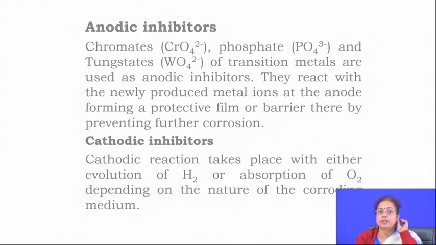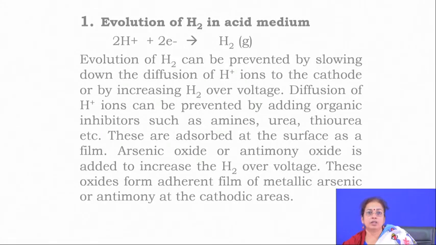And cathodic inhibitors are the inhibitors whose reaction takes place with either evolution of hydrogen or absorption of oxygen, depending on the nature of the corroding media. So, they make your component basically cathode, so that it does not react any more, because whatever hydrogen or oxygen you are generating gets consumed by the inhibitors. There is always hydrogen evolved in the media. Evolution of hydrogen can be prevented by slowing down the diffusion of hydrogen ion to the cathode or by decreasing the hydrogen overvoltage.